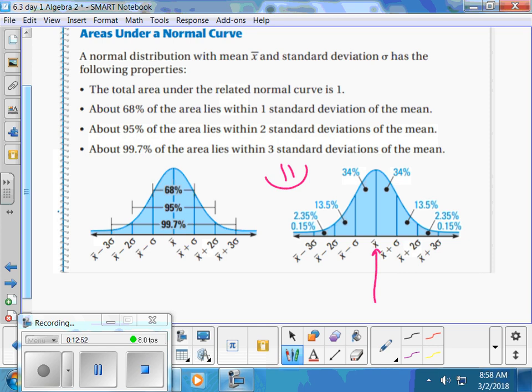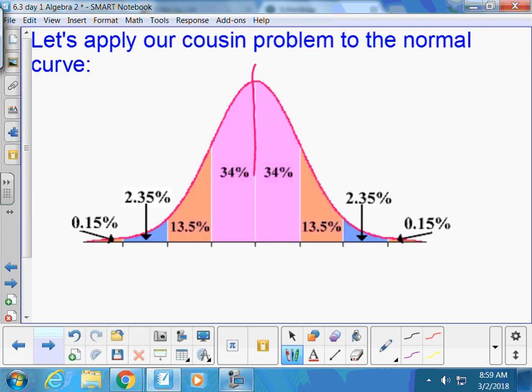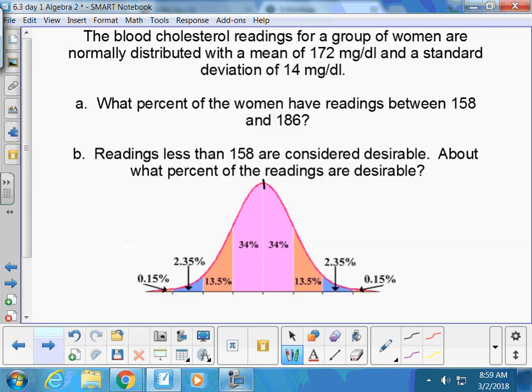Then we go one standard deviation above for this line, 2 standard deviations above for this line, 3 standard deviations above for that line, and then below. So basically you'll be finding different probabilities based on the different areas that you're seeing on this picture. This will make more sense when we actually look at a problem. Let's look at our blood cholesterol problem here.